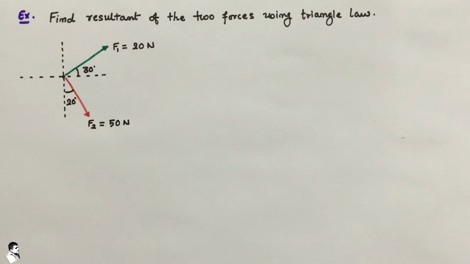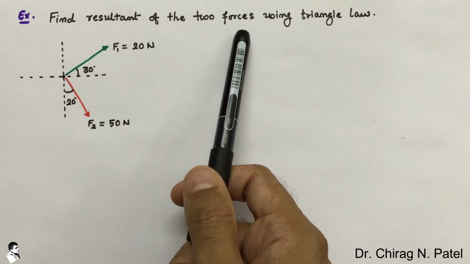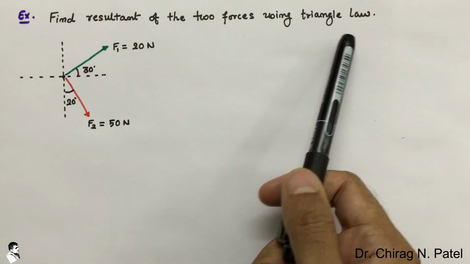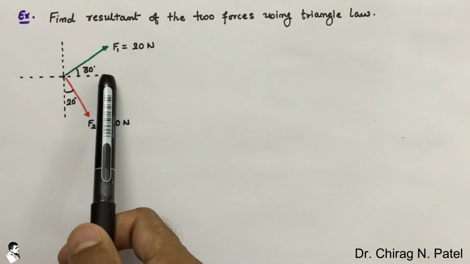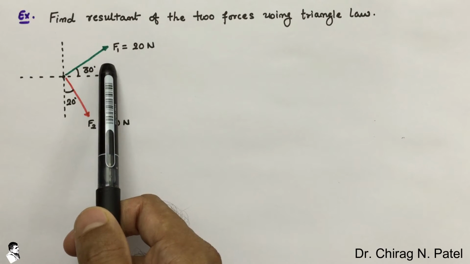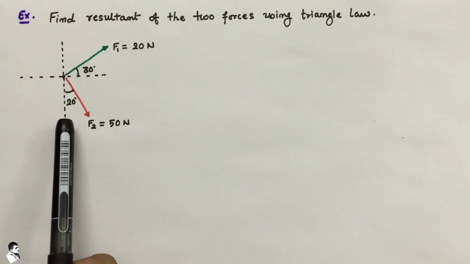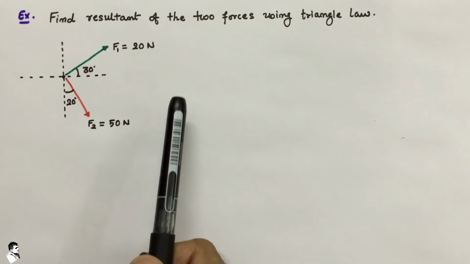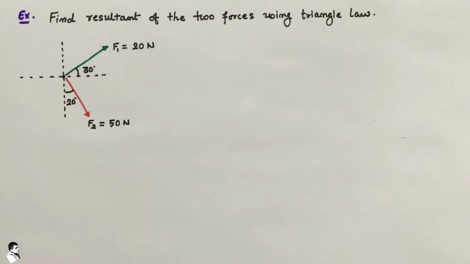Now trying to solve some example based on triangle law. So in this example, the question is to find the resultant of the two forces, F1 and F2, using triangle law. Here F1 is equal to 20 Newton, which acts with this axis at an angle of 30 degree, and F2 is equal to 50 Newton, which acts with this axis at an angle of 20 degree.